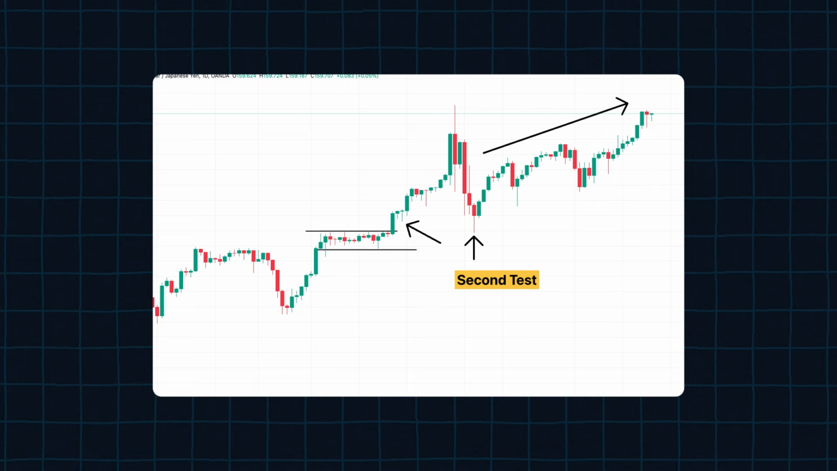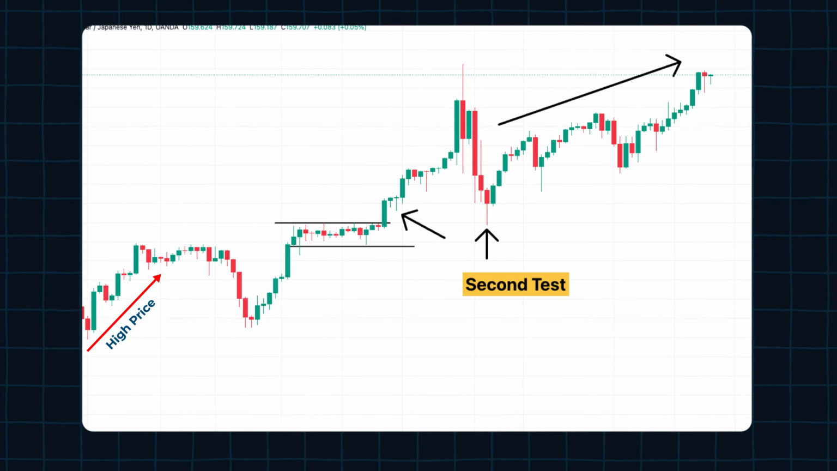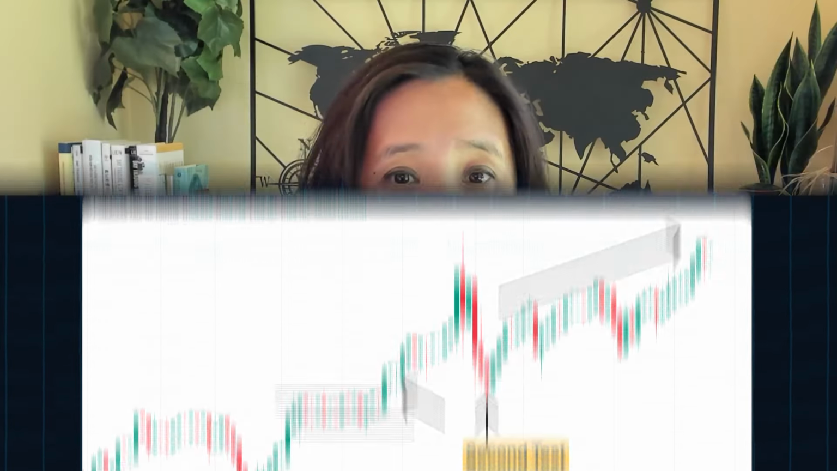Now let's dive into it. You might have seen the price of an asset bouncing between two invisible boundaries. Imagine this. You're looking at a currency pair that's consistently hitting a high price and then pulling back, dropping to a low price, and then it climbs again. These highs and lows can form your trading range.